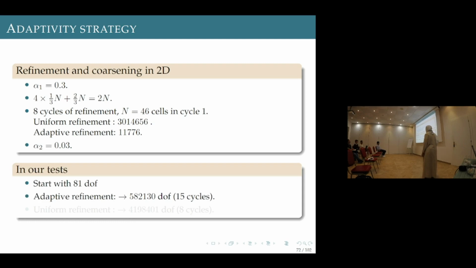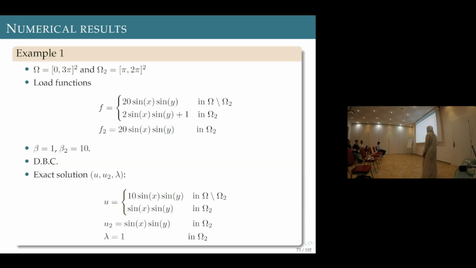We started with 81 degrees of freedom. In adaptive refinement, we reach about 60,000 degrees of freedom in 15 cycles. In uniform refinement, we reach up to 4 million degrees of freedom in 8 cycles of refinement. We did 2 tests. The first example: omega is the interval 0 to 3 pi squared, so it's the square, and omega 2 is the square from pi to 2 pi.